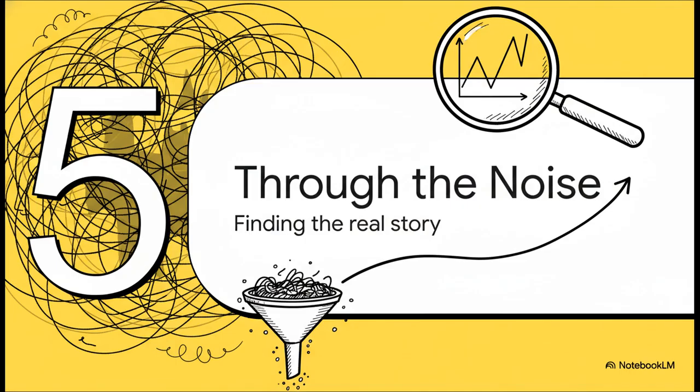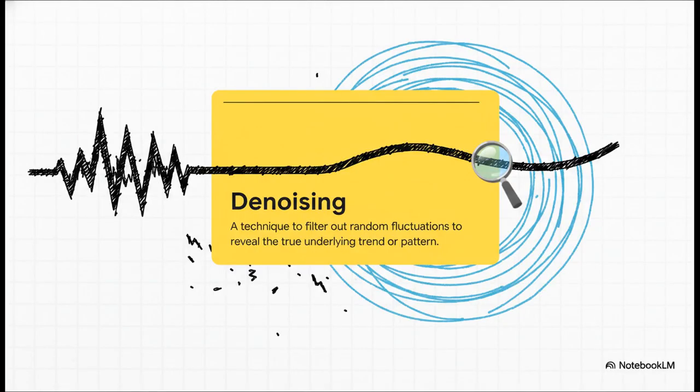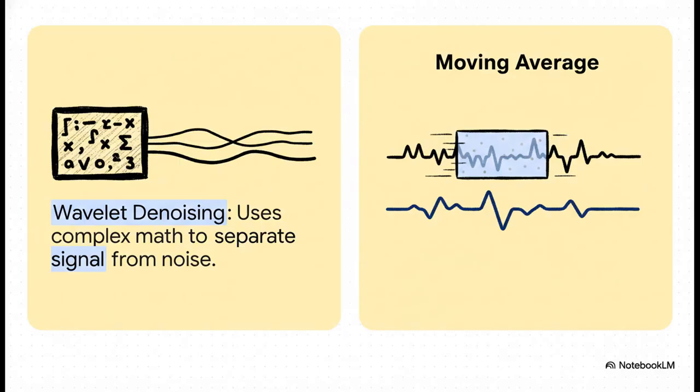Well, we need a more advanced tool in our kit. It's time to learn how to filter out all that random noise so we can reveal the real story hidden underneath. The technique is called denoising. And it's pretty much exactly what it sounds like. It's a whole set of methods designed to separate the meaningful signal from all those random, meaningless ups and downs. By applying a denoising filter, we can smooth out that jagged line and finally see the underlying shape of the data more clearly.